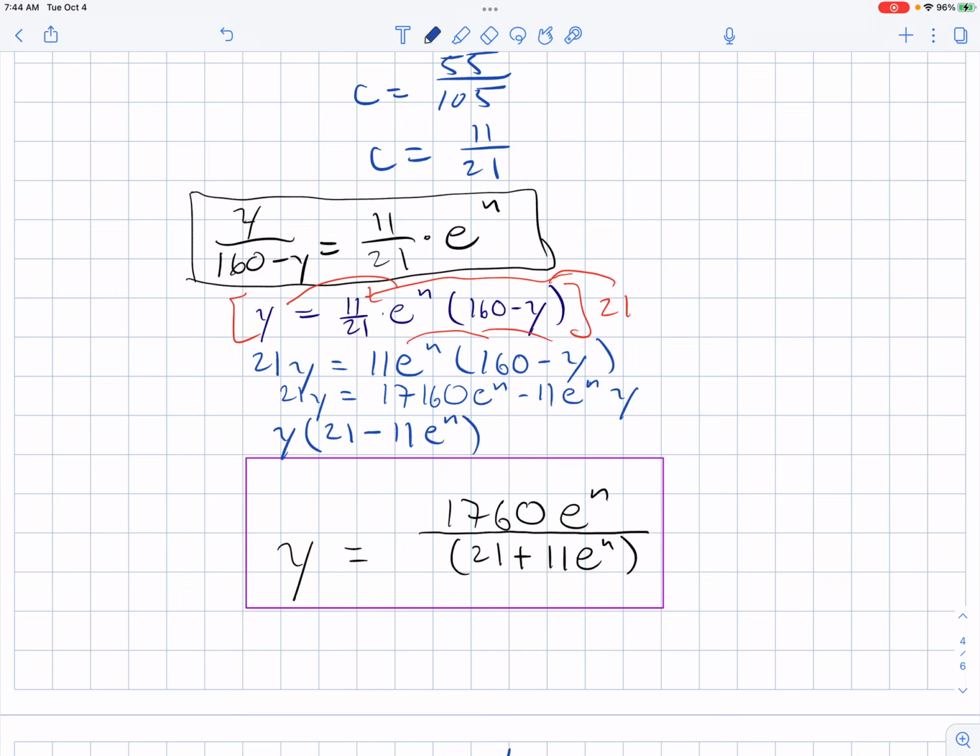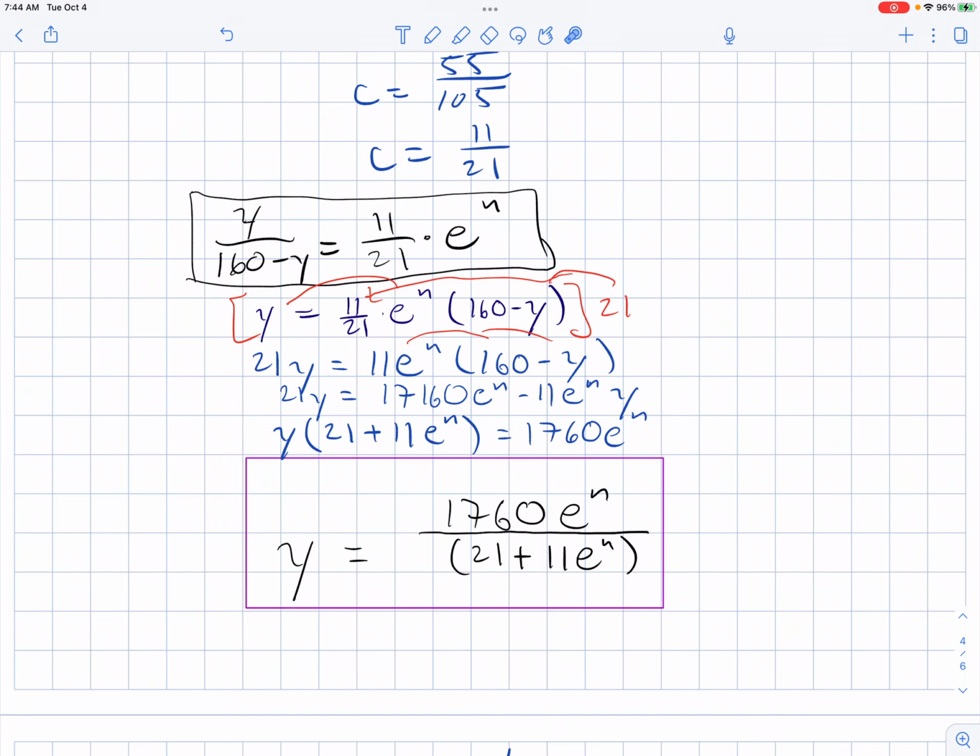I factored out the y. Y times 21 plus 11 e to the n y being equal to 1760 e to the n. And then we divide both sides by the 21 plus 11 e to the n. You get this equation where y is by itself.